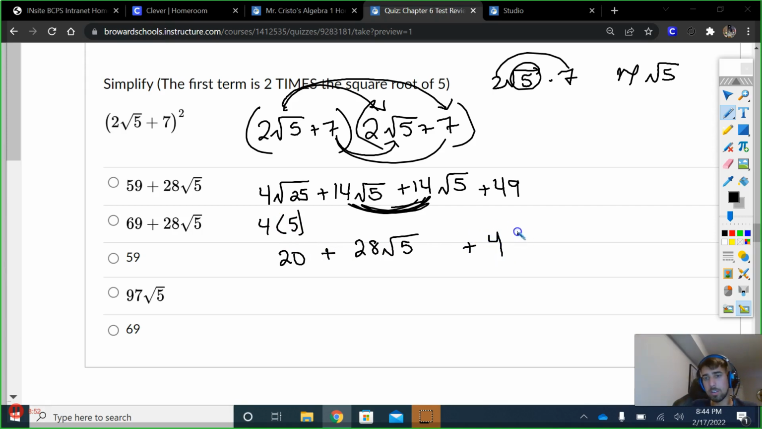You're going to get 49. You can add these two. 49 plus 20 is 69, plus 28, and then radical 5. That's your answer right there.